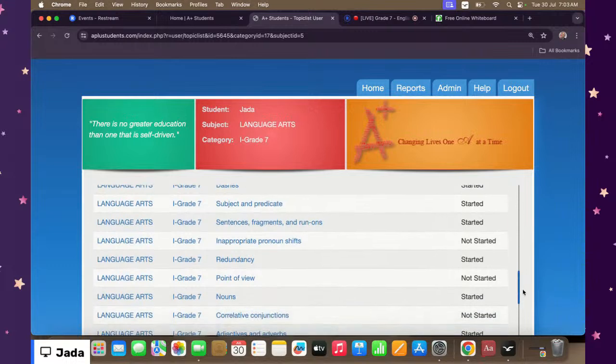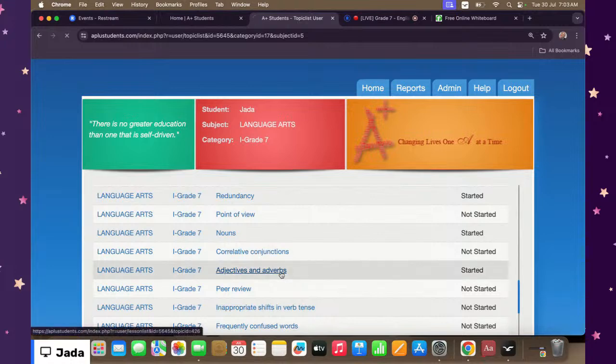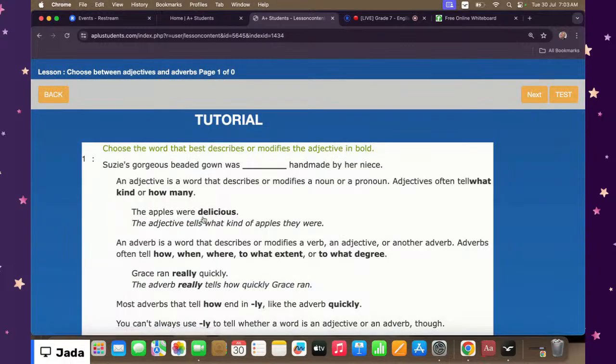So I just open up the lesson, which is adjectives and adverbs. We have two lessons from adjectives and adverbs, of which we would complete both of them today. First we'll be choosing between adjectives and adverbs. So that's the lesson. Choose between adjectives and adverbs. I will just explain that. We will have some examples and then we will move on to the test.